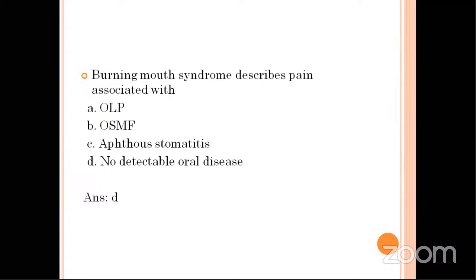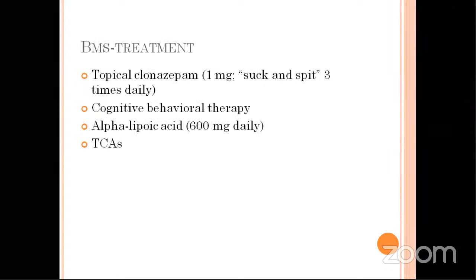Okay, the main treatment of this burning mouth syndrome is actually topical clonazepam. Diazepam, clonazepam group of drugs. We have to ask the patient to suck and spit, not to swallow. Okay, and alpha lipoic acid, tricyclic antidepressants, and cognitive behavioral therapy. So these are all the treatment options for burning mouth syndrome.